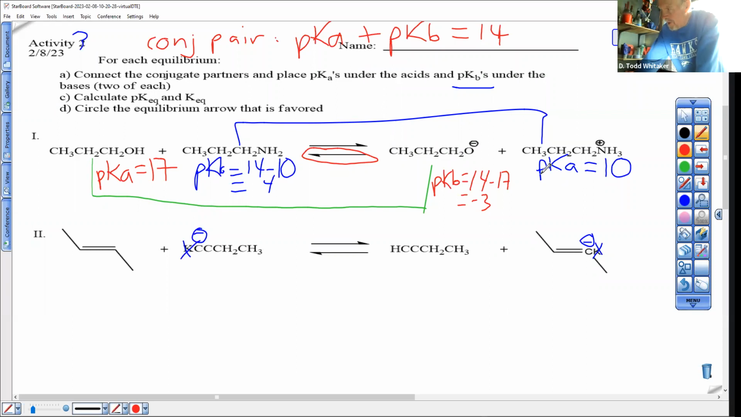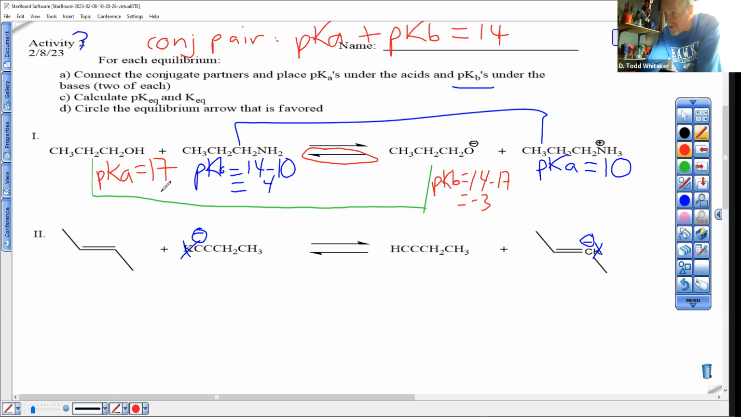I didn't tell you yet, but p is a log scale. These are powers of 10. So a difference of 7 is really a difference of 10 to the power of 7. This is 10 to the power of 7 more acidic than this one. This acid is 10 to the power of 7 times more acidic than this one.